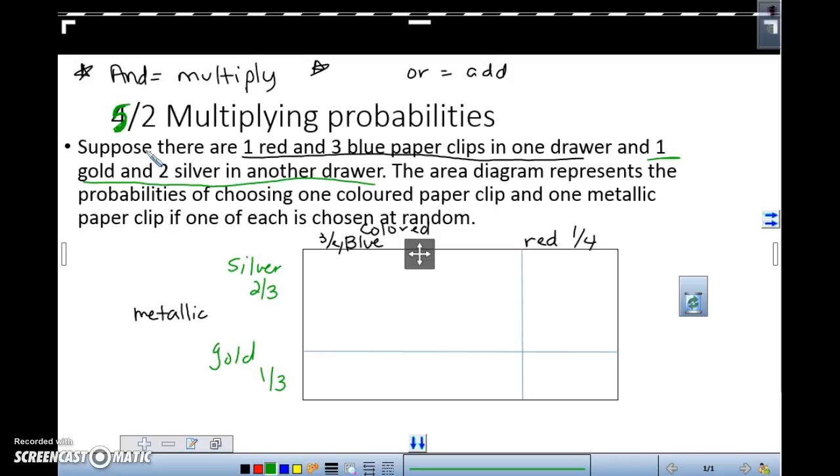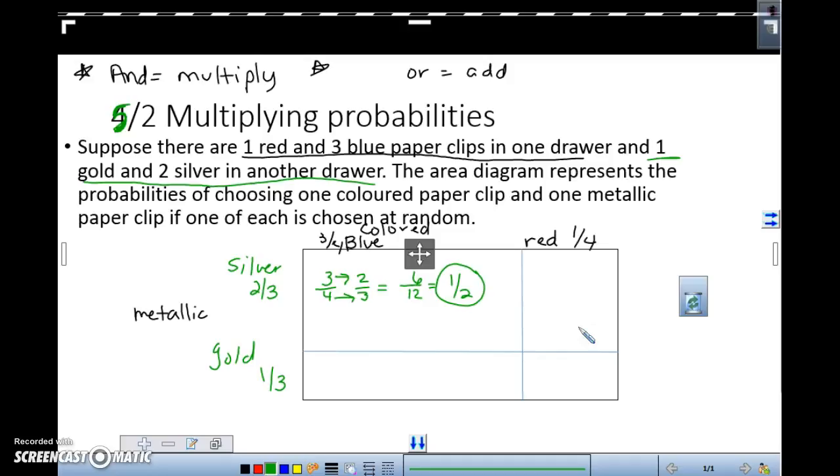Okay, so let me go back to this. So we want to draw a blue paper clip and a silver paper clip. The probability would be the length times the width. So we would do 3/4 times 2/3. You know how to multiply fractions? 6 over 12. So that would be 1/2. There's 1/2 probability that we would get a silver and a blue.